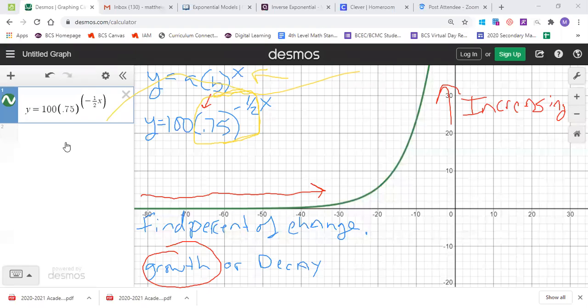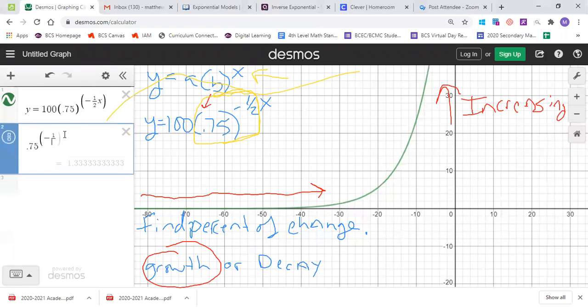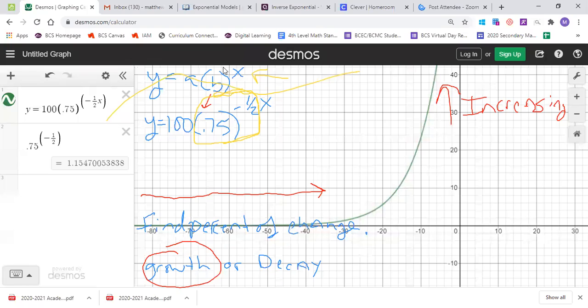So I'm going to come over here, and in order to calculate that, all I'm going to type in is 0.75 caret to the negative 1 over 2. And when I get that, I get 1.1547. But for ease, I am simply going to use 1.15. So y equals 100, 1.15 to the x power, where this has been replaced or has become that 0.75 to the negative 1/2 power.